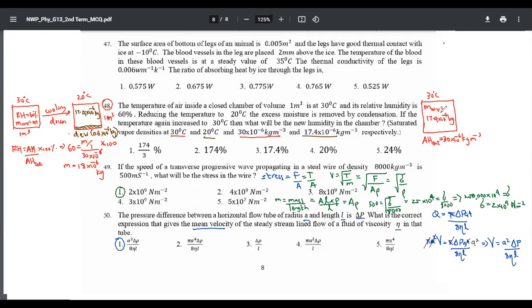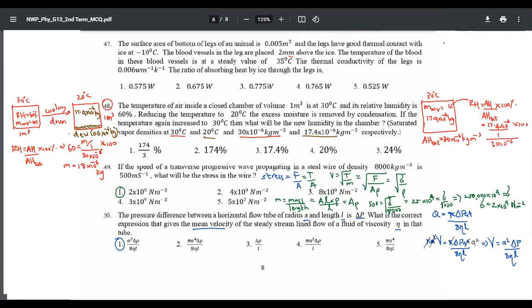Now they're asking what is the RH of this system. How do you find it? Go back to the same equation. RH is equal to the absolute humidity of the air you have inside divided by the absolute humidity of saturated vapor at that temperature, into 100. Absolute humidity inside is the mass of water vapor, 17.4 into 10 to the power minus 6, over 1 meter cube. And divided by, at 30 degrees Celsius, the saturated value, 30 into 10 to the power minus 6. And you multiply that by 100.